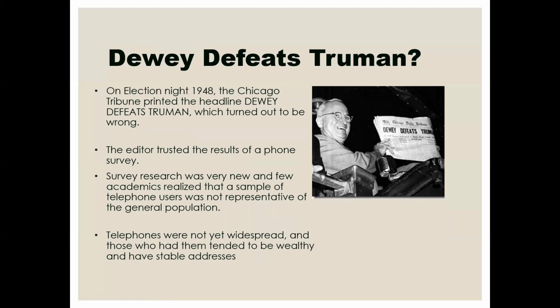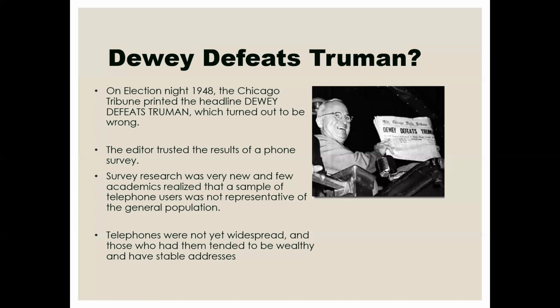So this was a presidential election. The Chicago Tribune did an incorrect headline. Dewey defeats Truman. It was wrong. This is what happened. The editor looked at the results of a telephone survey, and survey research was new and a lot of people didn't have phones. So the people they interviewed, the people they called on the phone, happened to be wealthy and have stable addresses. So there was a bias in terms of who they thought was their sampling frame.